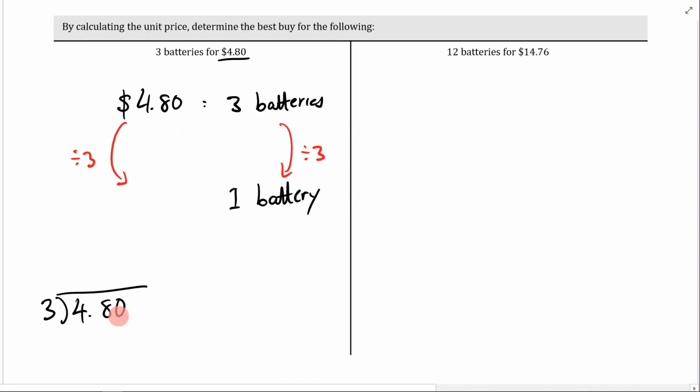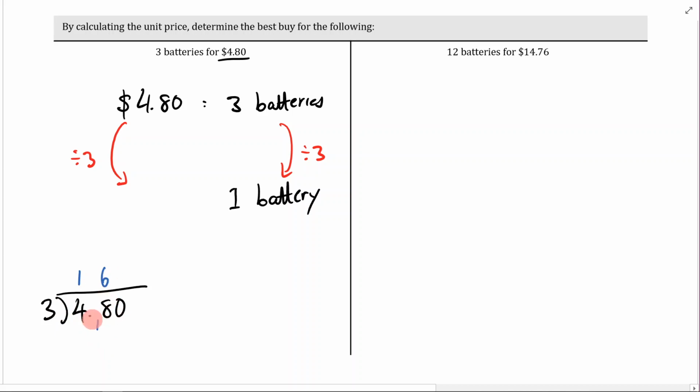480. And let's just go through slowly how you do this again. It's an important process and one that you should know. How many times does 3 go into 4? It goes in 1 time with 1 remainder. How many times does 3 go into 18? 3 goes into 18 6 times.